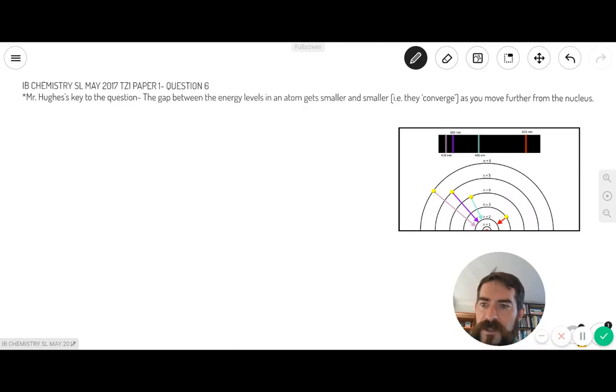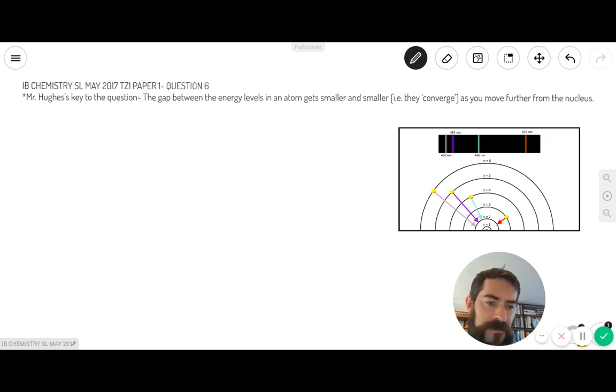A look at this question. Now, as usual, I'll try and give you a key to answering this question. My key to answering this question is to understand that the gap between the energy levels in an atom gets smaller and smaller as you move further from the nucleus. So the IB like to use this word convergence.